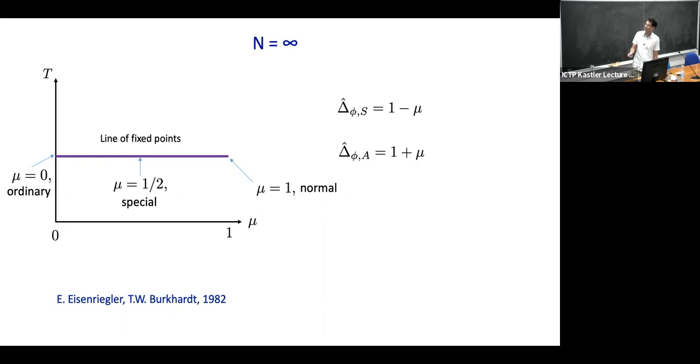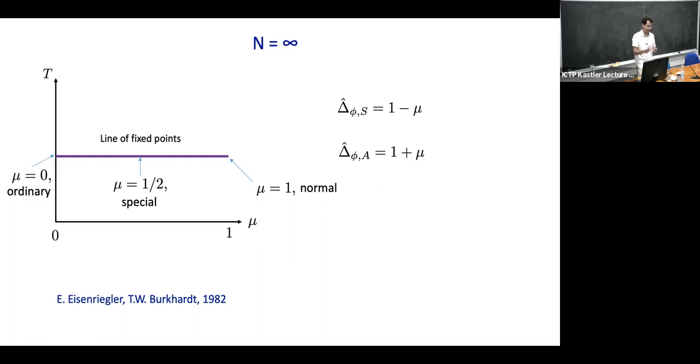And then at one end of this line, you have the ordinary, at the other one, you have, well, extraordinary or normal. And then at mu equal 1/2, you have the special. And then the scaling dimensions on the boundary change as you change mu. But this is only the case, you know, this is kind of a special case, n equal to infinity.